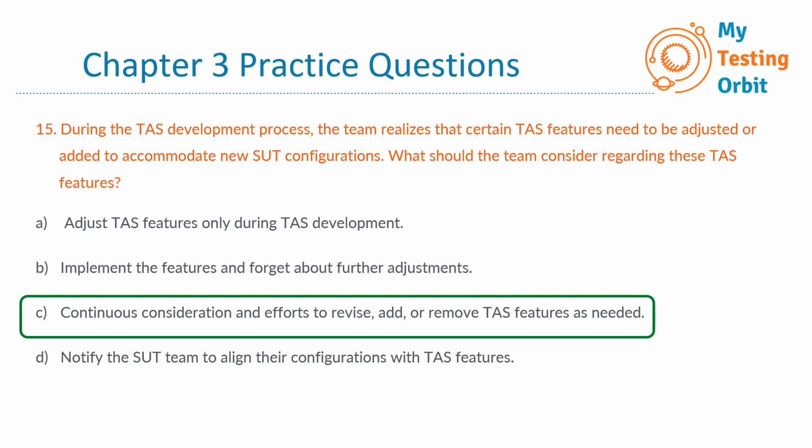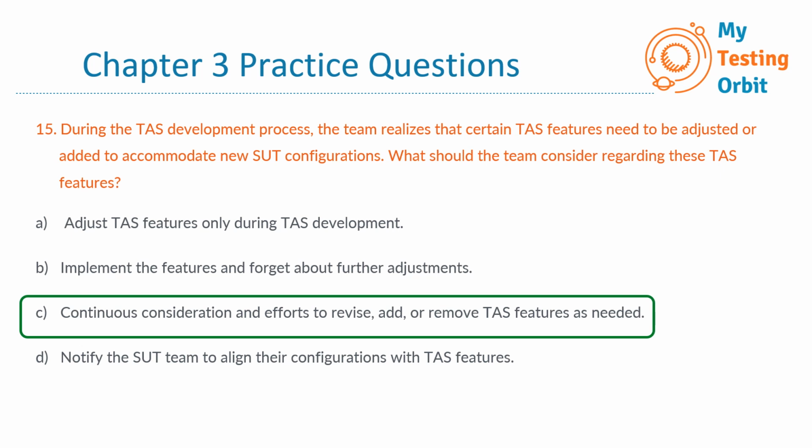TAS features should be subject to continuous consideration and efforts throughout the TAS lifecycle. This approach allows for adjustments, revisions, additions, or removals of TAS features as needed to accommodate new SUT configurations or changing requirements. Now let's have a look at the other incorrect options. Option A, adjust TAS features only during TAS development. Limiting adjustments to the TAS development phase may lead to inflexibility when new configurations arise.